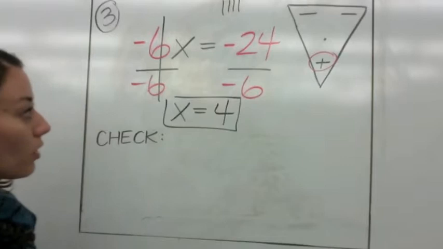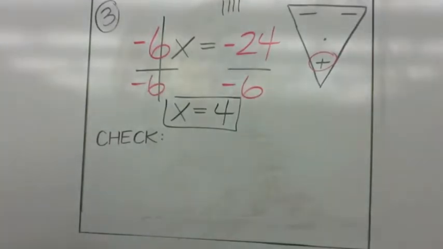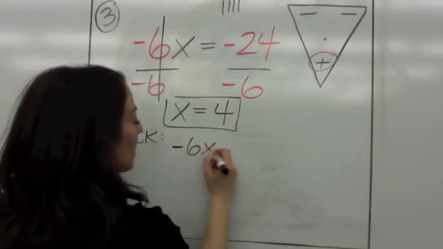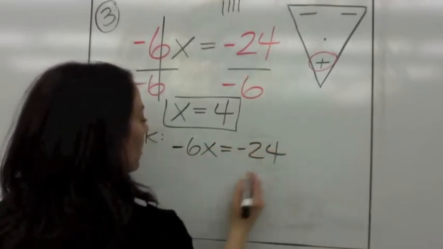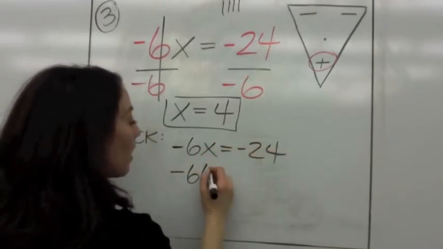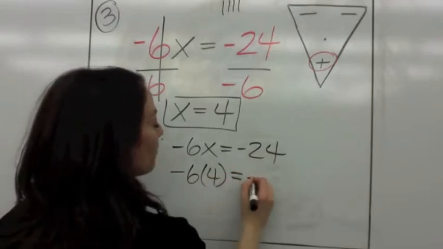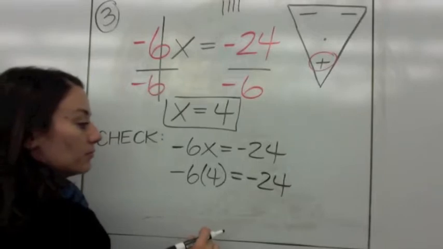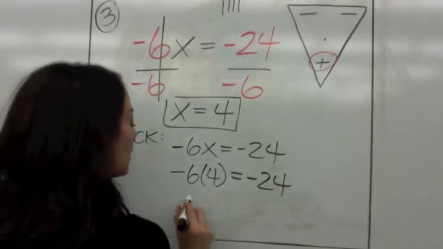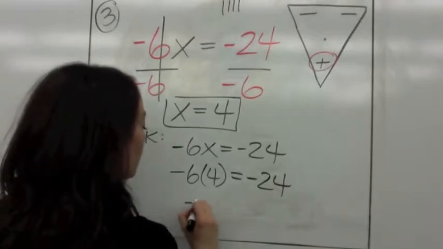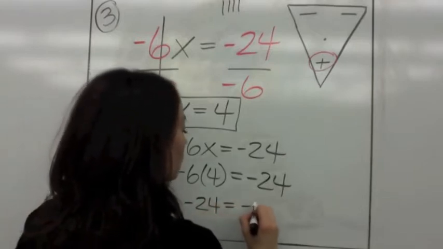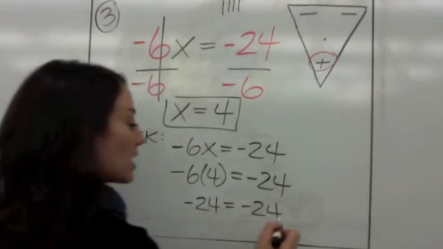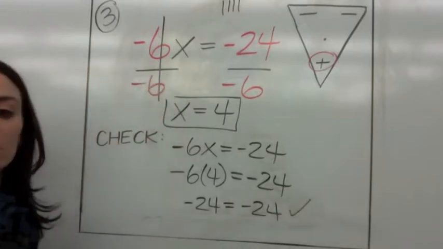But let's make sure. Okay? All right, so we're going to put the original equation, negative 6x equals negative 24. Is negative 6 times 4 going to give you negative 24? What's negative 6 times 4? Oh, okay, it's going to be negative 24. Does negative 24 equal negative 24? Are they the same number? Yes, so put a check mark.